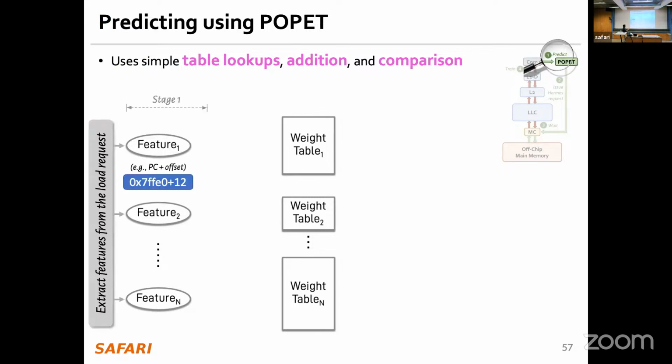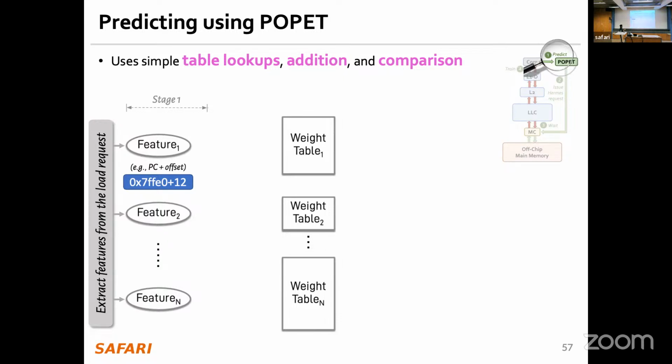So how does it happen? When you have a new load request, Hermes is going to extract features from the load request itself. A feature can be, as I said, the PC value and offset. I'm showing an example here, right? 7FFE0 plus 12. You do this addition and then hash it down. You can take a look at the paper itself, where we show how exactly we are extracting these features. And similarly, this is one feature. You can have multiple features.